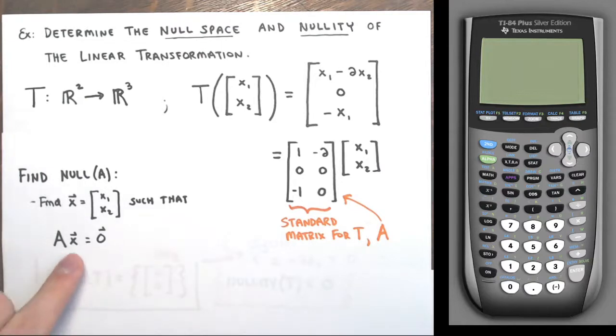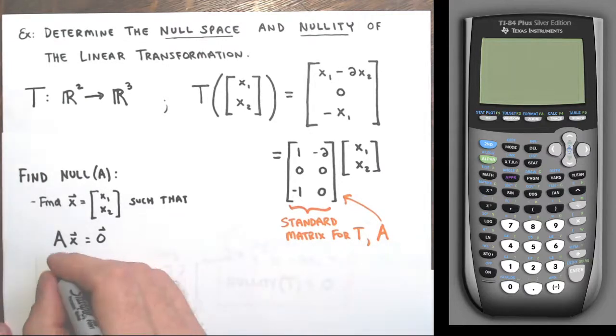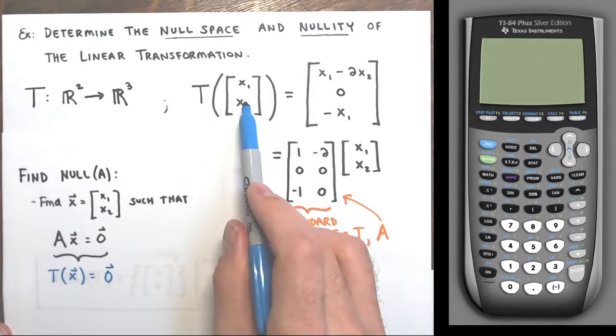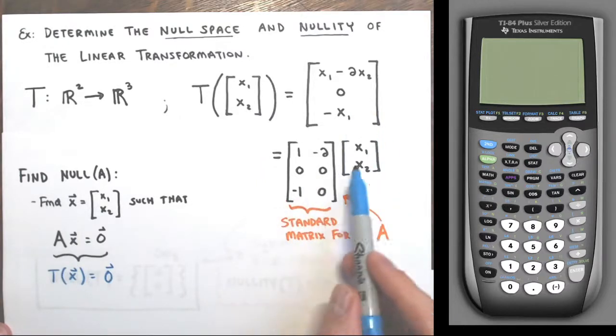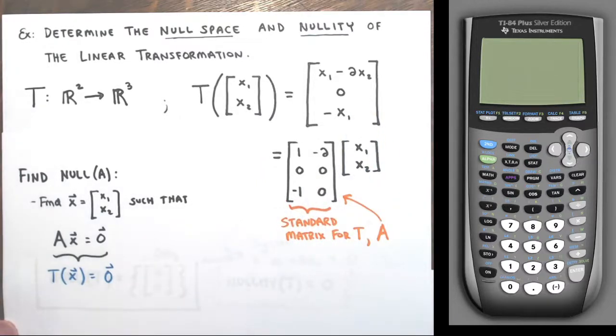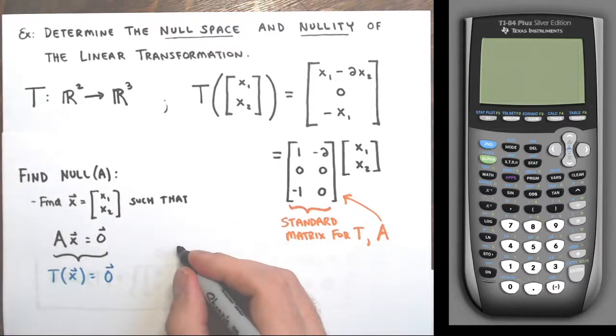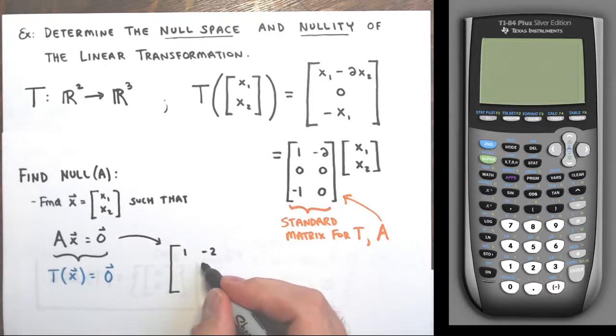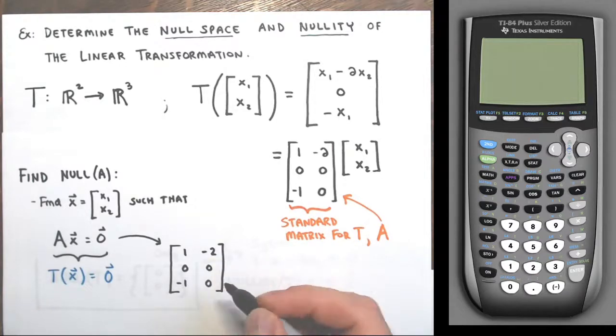Well, do you see that this is exactly the same as T of x equals 0? Because T of some vector is equal to A times that vector. So we get the same null space. Now the way we would do it, remember, we'd set up a little augmented matrix for this equation. Here's matrix A.